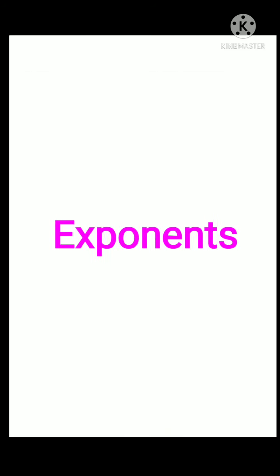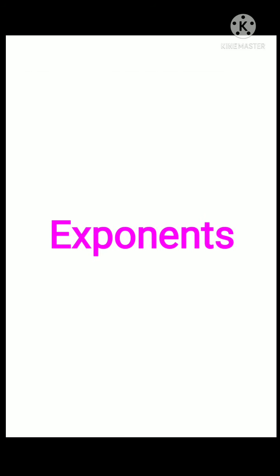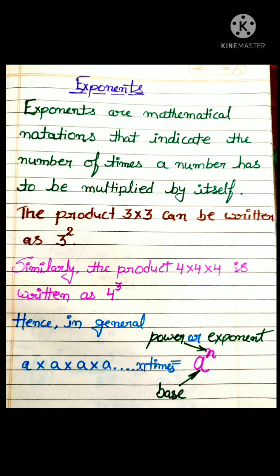As our topic exponents is going on, yesterday we learned what exponents are. Exponents are the mathematical notation that indicates the number of times a number has to be multiplied by itself. Like in the product, as you are seeing, 3 into 3 can be written as 3 to the power 2, and 4 into 4 into 4 can be written as 4 to the power 3. If we multiply a up to n times, that can be written as a to the power n, in which a is the base and n is the power or exponent, or you may say index.